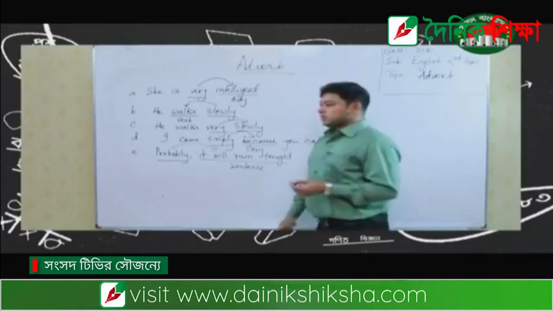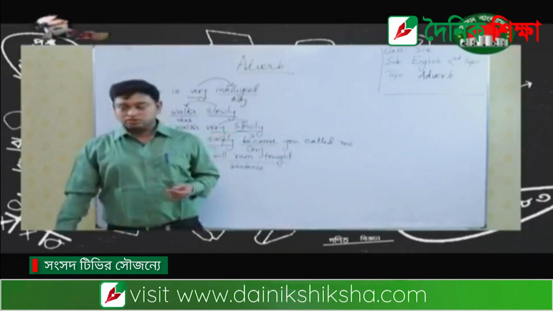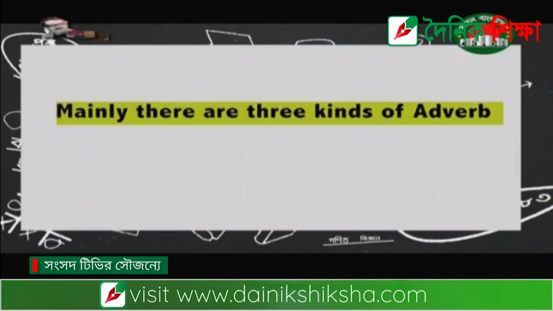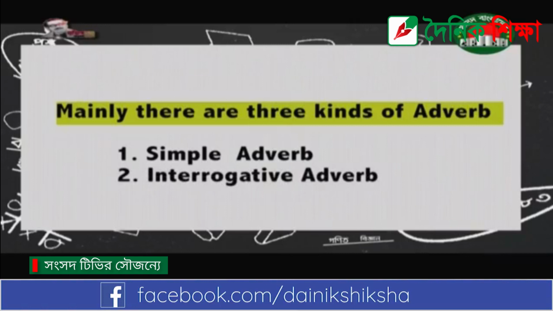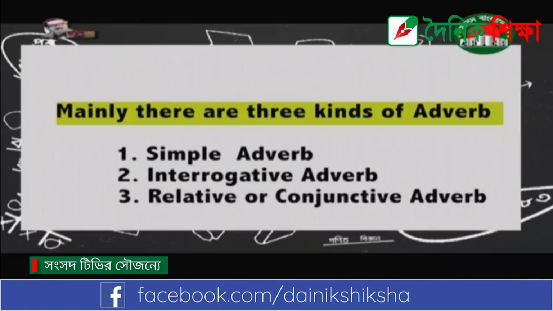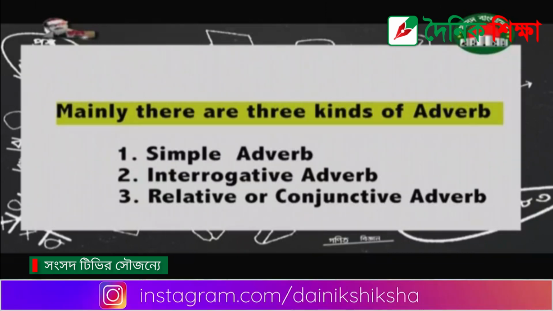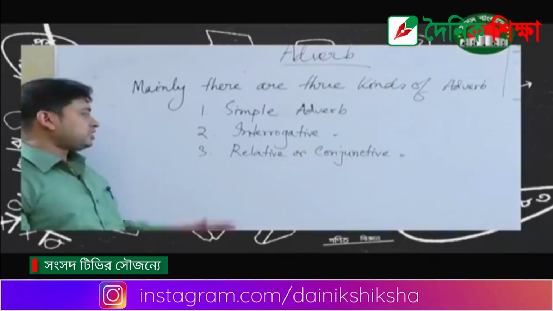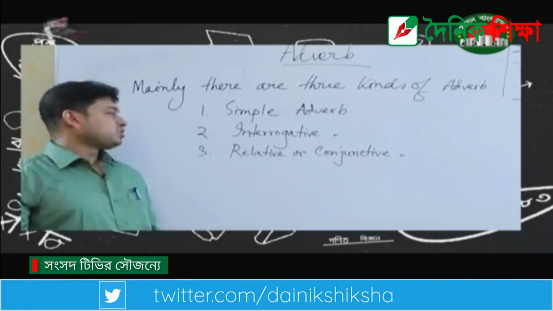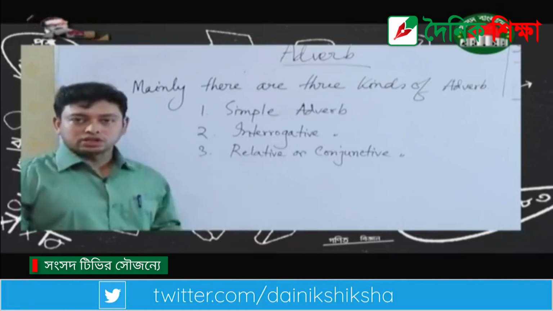Now we shall move on to the classification of adverb. Mainly there are 3 kinds of adverb. The first one is simple adverb, the second one is interrogative adverb, the third one is relative or conjunctive adverb. So please write down this classification. In some books it is written relative or conjunctive, in some books it is written relative and conjunctive adverb.